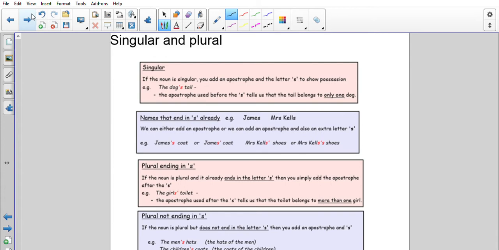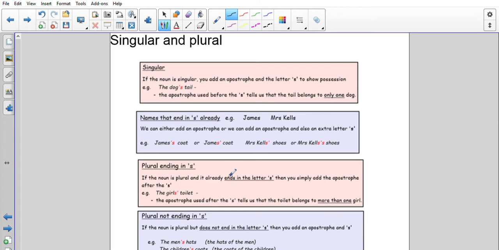Okay, so let's have a look at singular and plural then, because there are some changes. So if the noun is singular, the apostrophe goes before the S. If the name already ends in S, so like we've got James's, okay, you can either add an apostrophe or we add an apostrophe and the extra letter S. Okay, so either one of those is right. But if we've got a plural that already ends in S, so you can see here, the girls' toilet. Okay, so if you think at school, there's lots of girls in the class. Those toilets belong to all of them. It's already plural and it already ends in the letter S. You just use an apostrophe at the end.